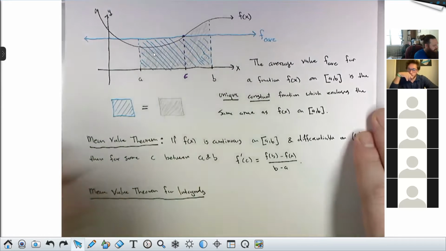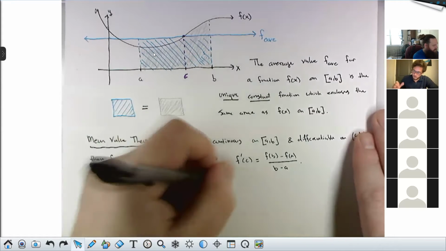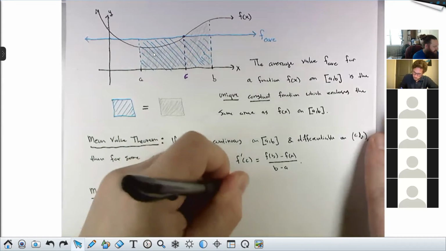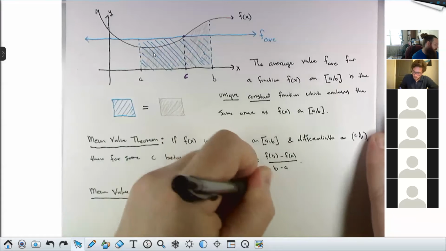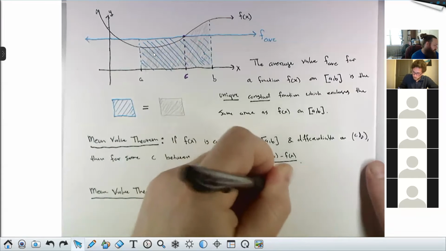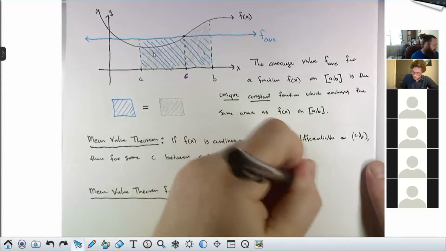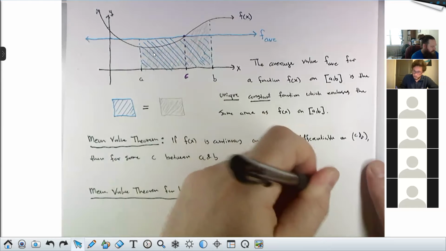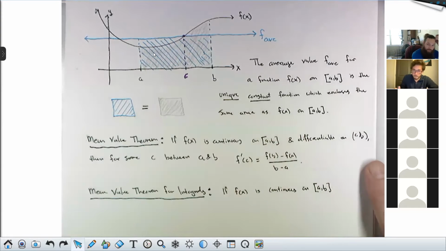The mean value theorem for integrals is nice because it has fewer stipulations. It says if f is continuous on AB, I no longer need f to be differentiable. If f is continuous on AB, then its antiderivative will automatically be differentiable.